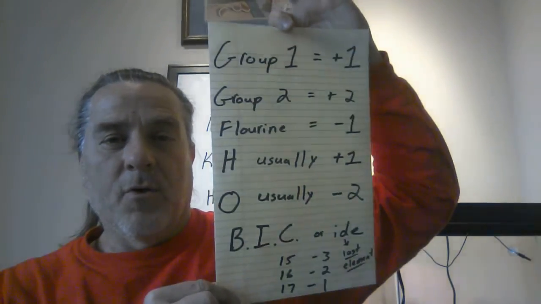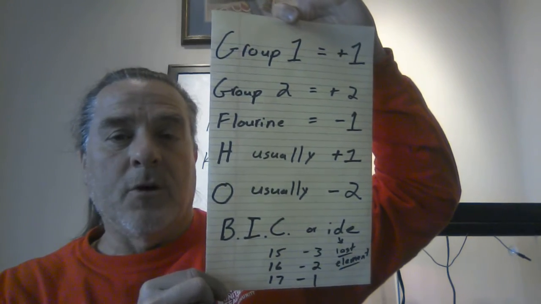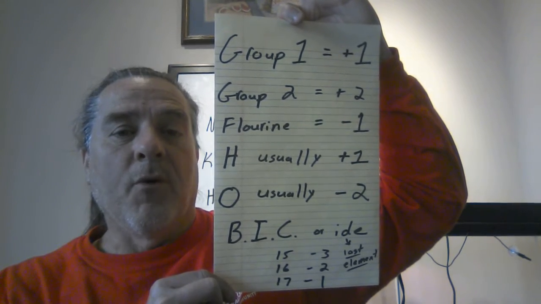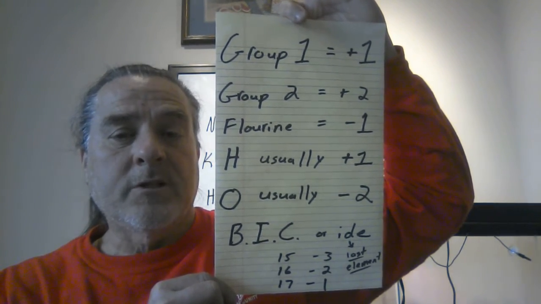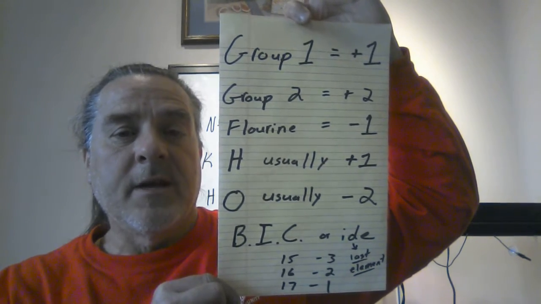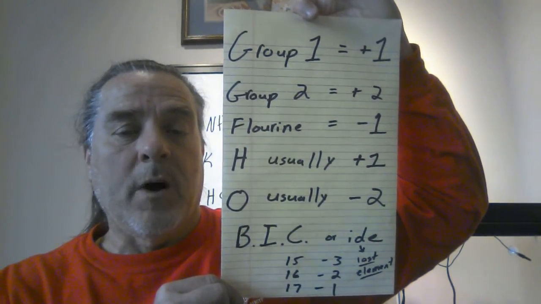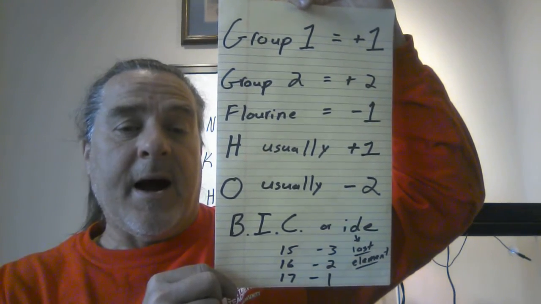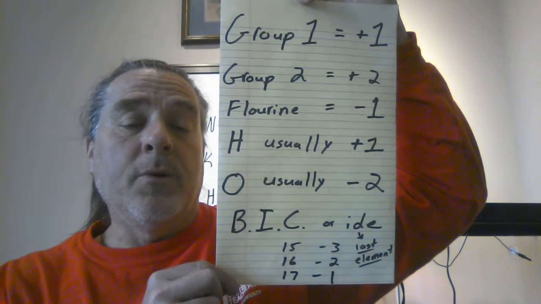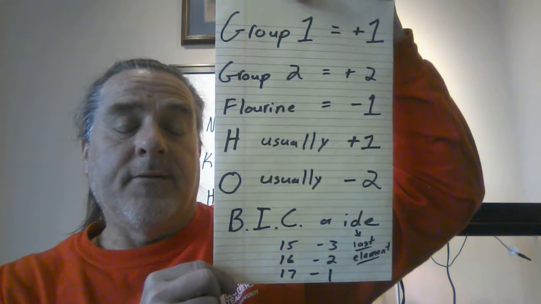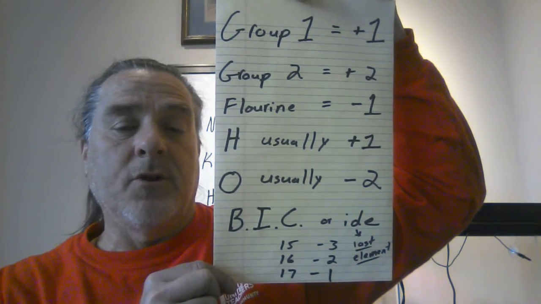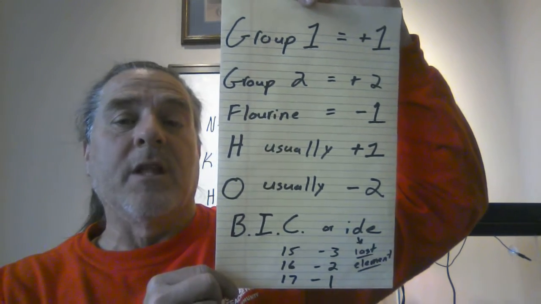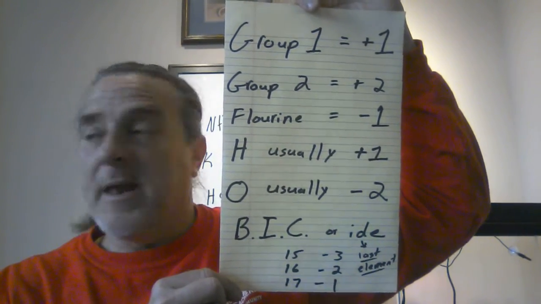Okay. Group 1 elements are positive 1, always, no exceptions. Group 2 elements are positive 2, always, no exceptions. Fluorine will be negative 1, no exceptions. These are the rules for in compounds. And then hydrogen is usually positive 1, oxygen is usually negative 2, and we have that binary ionic compound or the IDE rule. We use that for the groups. 15 is negative 3, 16 is negative 2, 17 is negative 1. And remember that IDE rule refers to the last or second element in a binary compound.